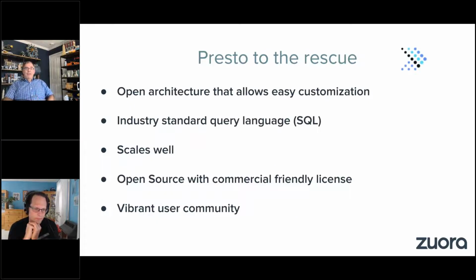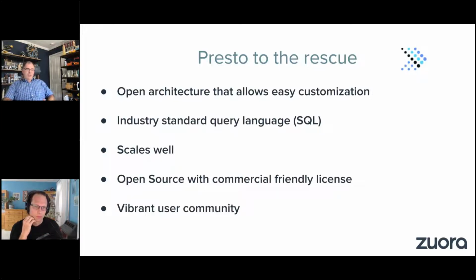So how did Presto help us here? And I call this Presto to the rescue because we designed 6 different options. We prototyped 2, and the one where we leveraged Presto really stood out both in terms of flexibility and performance. And Presto has a number of really nice properties that helped us to get comfortable with it and adopt it within Zuora very quickly.